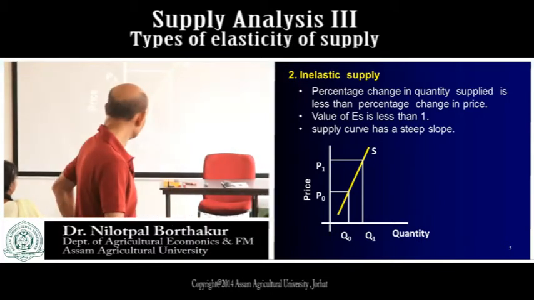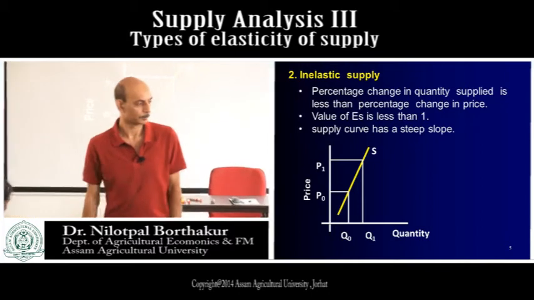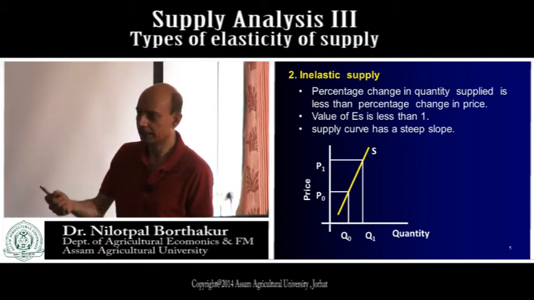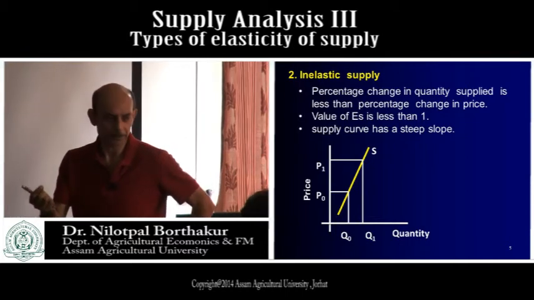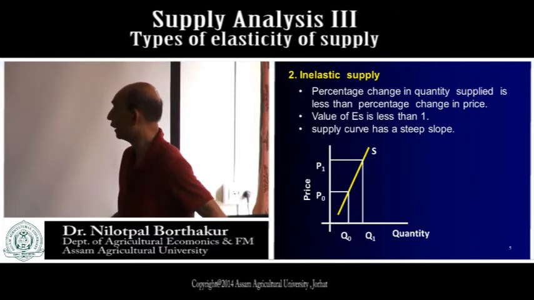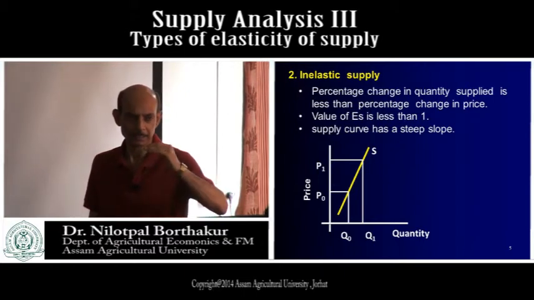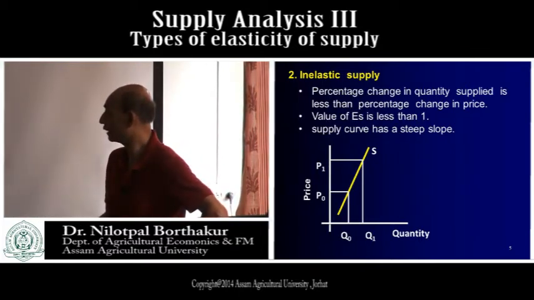And in this case, supply curve is steeper. Numerically, suppose the price changes by 10%, there is a 10% increase in the price of the commodity, supply of that particular commodity will increase by more than 10%. In the case of inelastic supply, it will be increasing by less than 10%. Price increases by 10%, supply of that commodity will be increasing by less than 10%. In that case, the ratio will be less than 1.